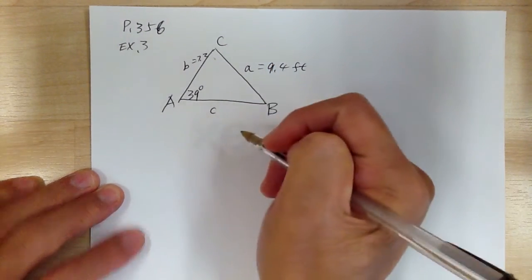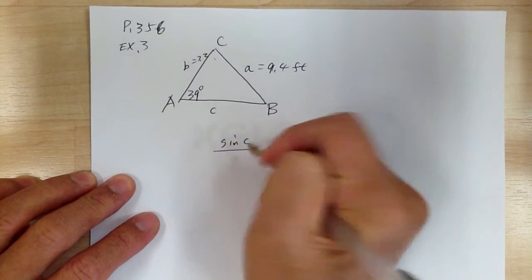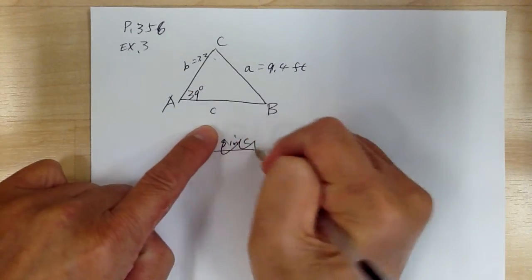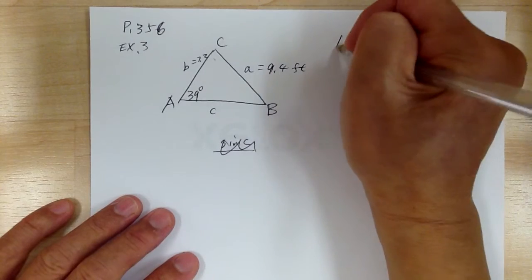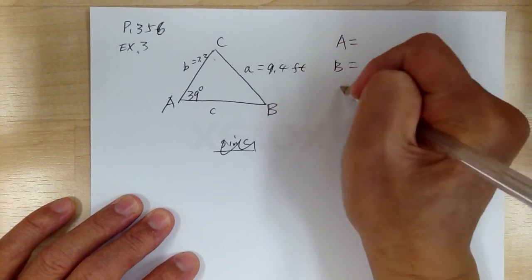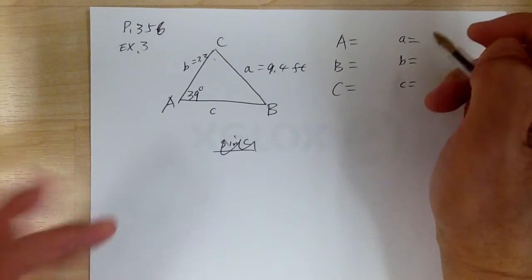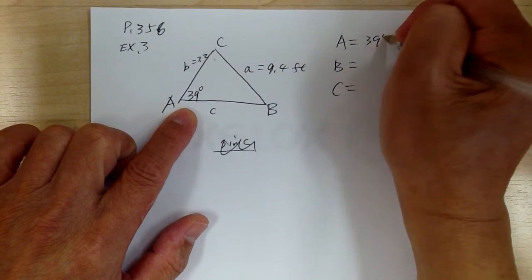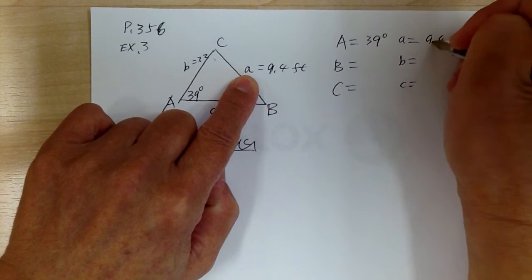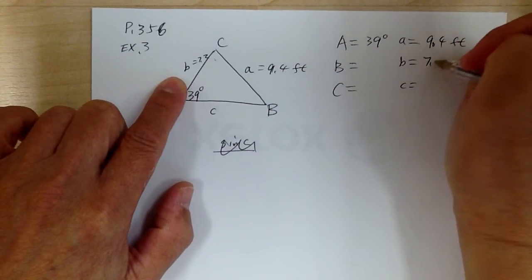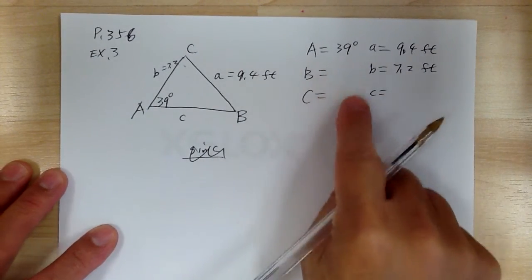So you need to get C. You want to do sine C, but you cannot do this, because you don't know C. So you have to do it the other way. That's why I want you guys to write these things down: A, B, C, A, B, C. It helps you think, so that way you know what you have and what you need to use. From here you can see that you have to get angle B first.